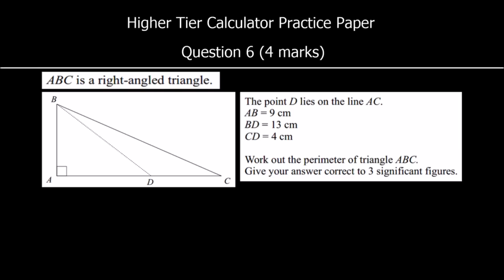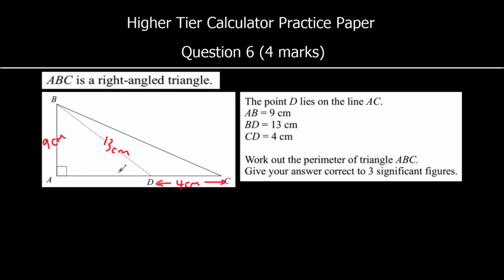Okay, one for you to try. So give this one a go. We have ABC is a right-angled triangle. The point D lies on the line A to C. A to B is 9 centimeters. B to D is 13 centimeters. And C to D is 4 centimeters. Work out the perimeter of the triangle ABC. Give your answer correct to 3 significant figures.